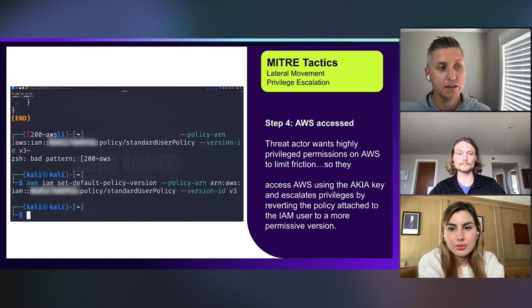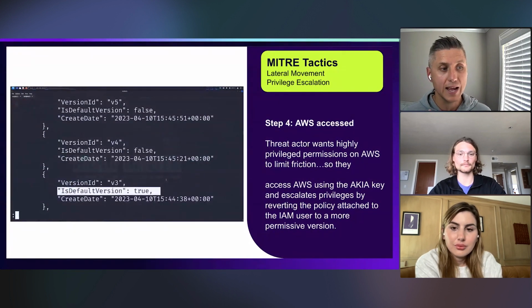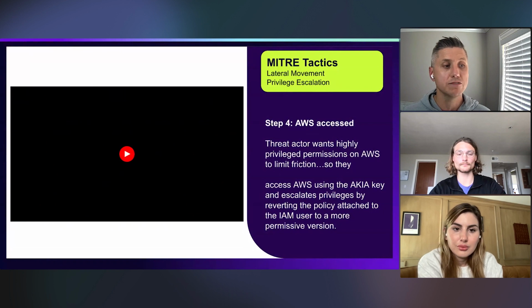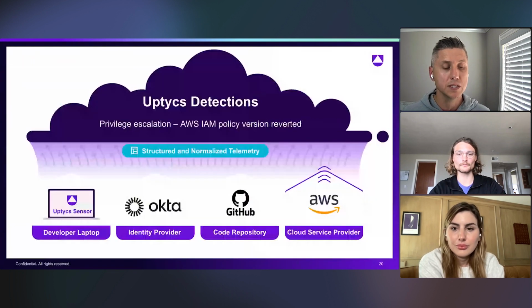As you can see here, version 3 is the most permissive. So they've now set version 3 as the default policy version. Thus, they've escalated their privileges to full admin in AWS. Next. And again, we can detect for that.